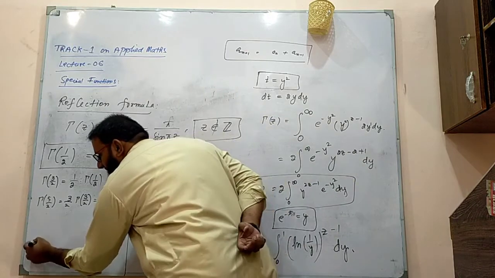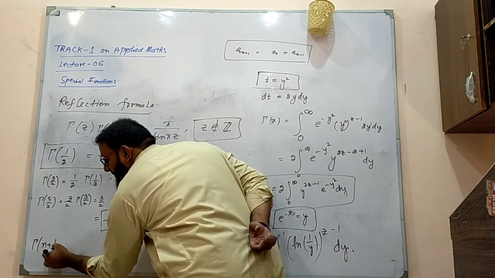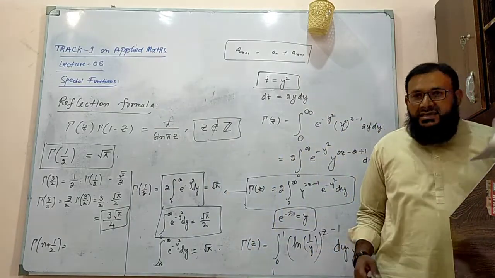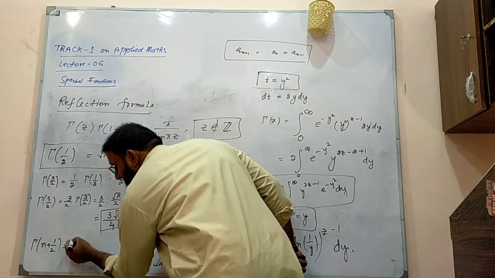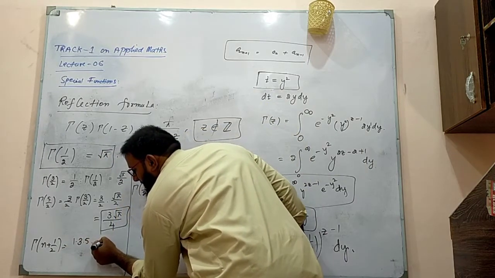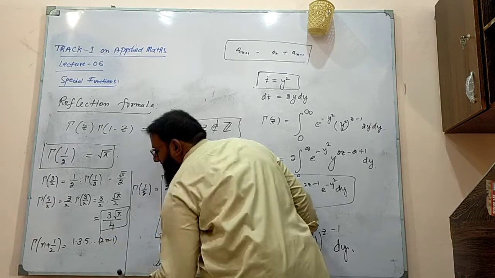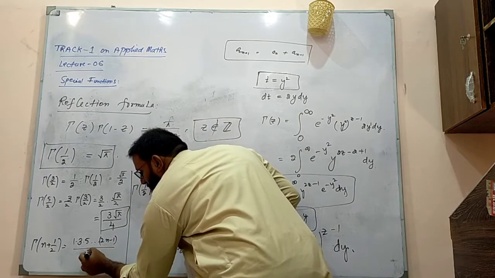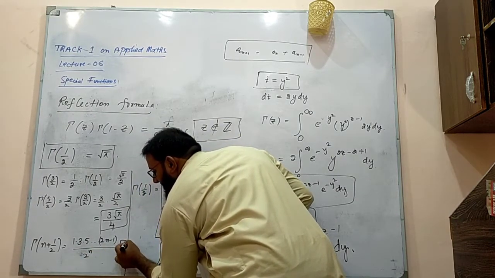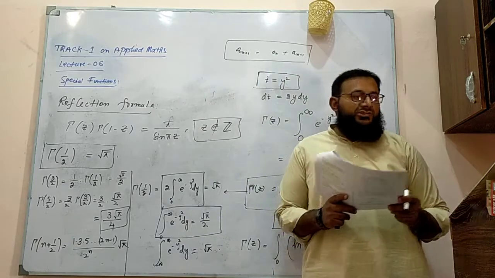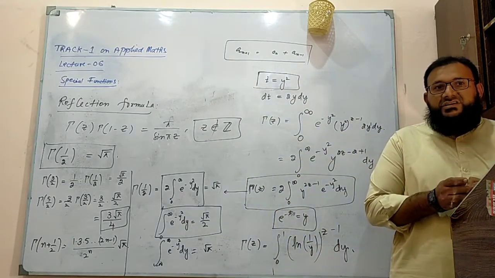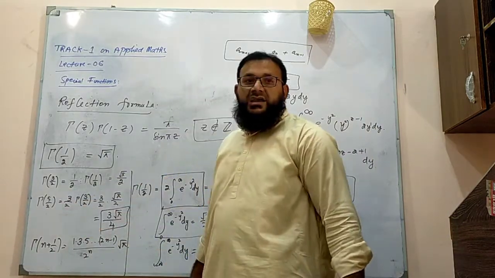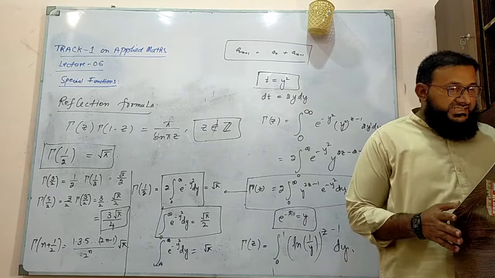You can evaluate gamma of n plus 1/2 in general, where n is any natural number, and the formula for this is 1, 3, 5 up to 2n minus 1, the product of all the odd numbers, divided by 2 power n, times square root of pi. We can evaluate with the help of this formula as well. But it is very difficult to memorize this formula, so we can just keep the recurrence relation in mind, and we can evaluate things easily.